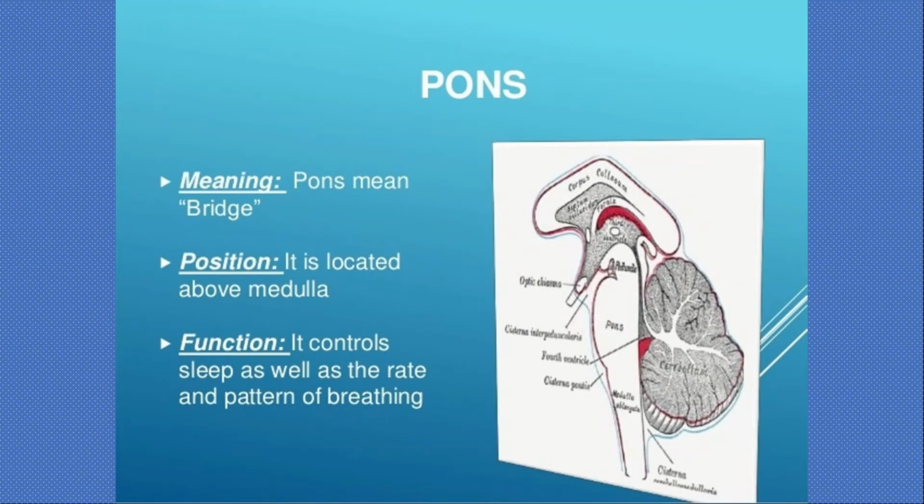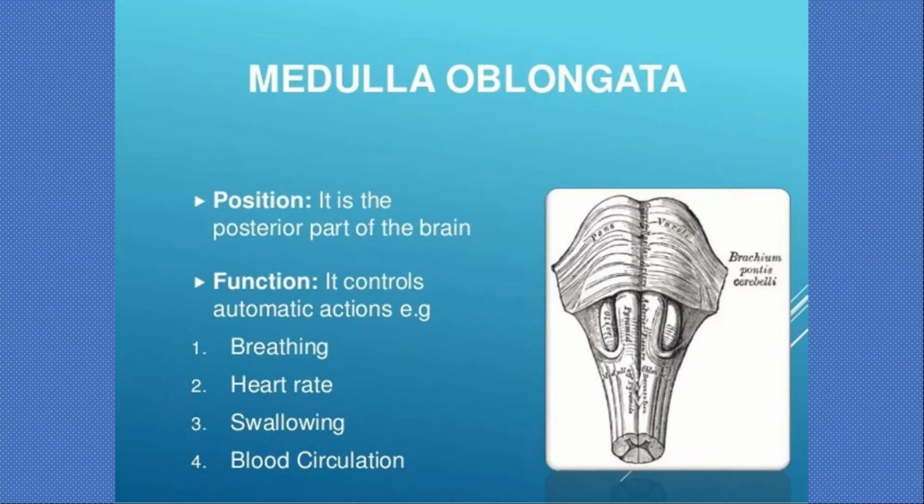Pons. Pons means a bridge. Position: it is located above the medulla. Function: it controls sleep as well as the rate and pattern of breathing. Medulla oblongata. Position: it is the posterior part of the brain. Function: it controls automatic actions like breathing, heart rate, swallowing, and blood circulation.